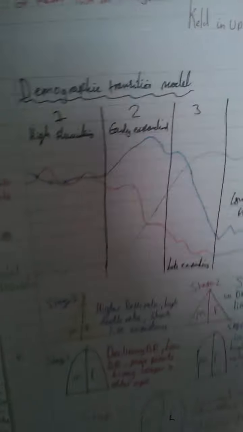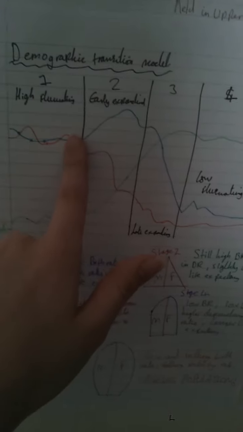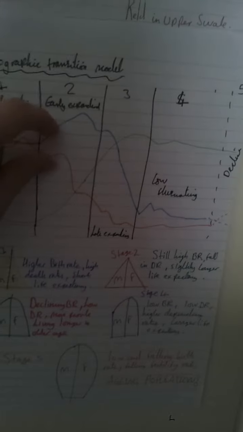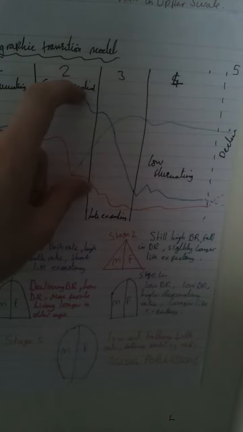And this is more to do with population. And this is the demographic transition model. So you've got your high fluctuating because the birth rate and death rate are fluctuating. Early expanding in the second one because birth rate's above death rate. Late expanding because birth rate's still above death rate but it's starting to decrease.